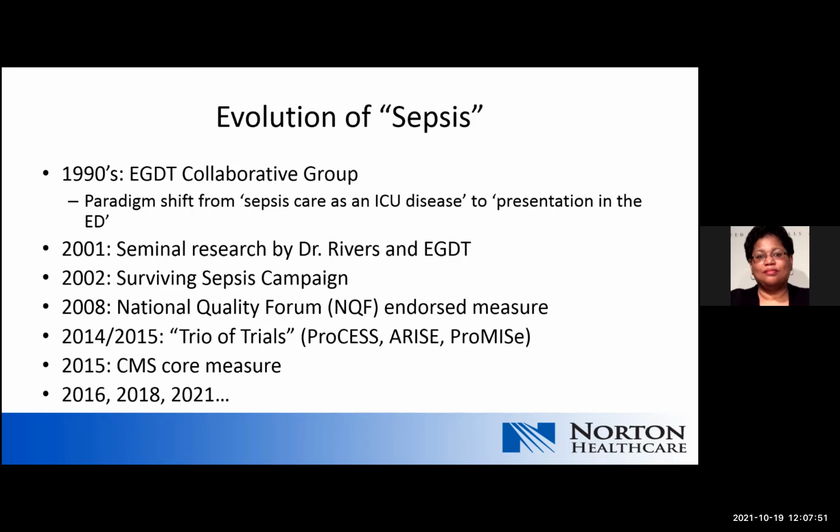In 2008, NQF endorsed sepsis as a measure. And then you can see, and you probably recall that in 2015, Centers for Medicare and Medicaid Services adopted sepsis as a core measure, also called the SEP1 core measure. I'll use that interchangeably. And around that same time, 2014, 2015, were the infamous or famous trio of trials, if you will, that said we need to look at that early goal-directed therapy and really determine if that is the best way to treat the patients. So that was big as far as the evolution of sepsis. And then we'll talk a little more about 2016, 2018, and 2021.